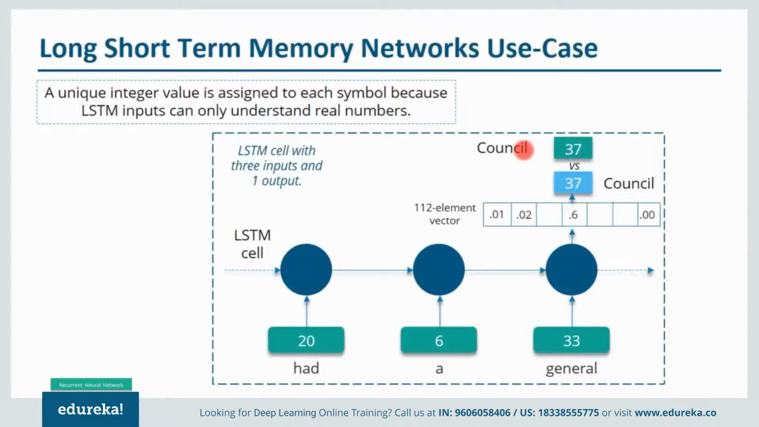For example, we have "had" here that will have value 20. "A" will have value 6. "General" will have value 33. All right, and then what happens, our LSTM will create a 112 element vector that will contain the probability of each of these words or each of these unique integer values. All right, so since 0.6 has the highest probability in this particular vector, it will pick the index value of 0.6, then it will see what symbol is attached to that particular integer value. So 37 is attached to council. So this will be our prediction, which is absolutely correct, as the label is also council according to our training data.